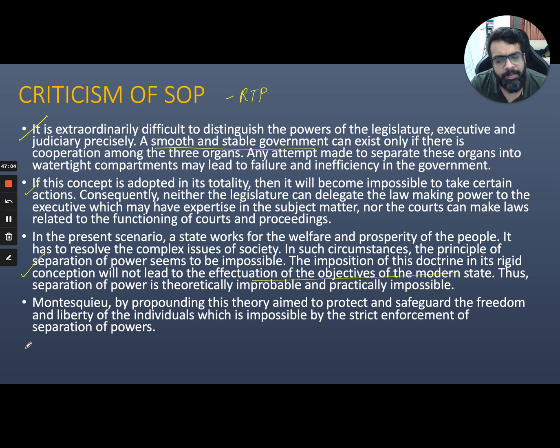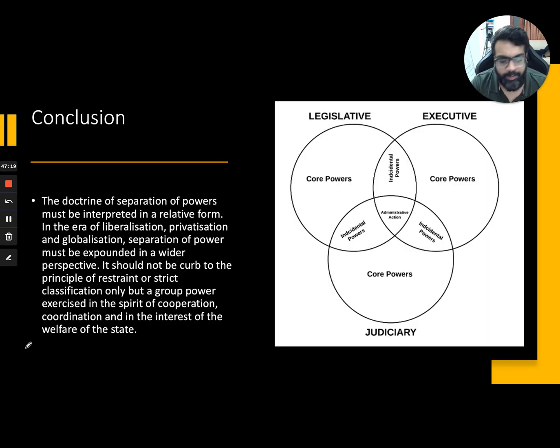So Montesquieu, while propounding this theory, essentially wanted to protect the freedom and liberty of the individuals, and this cannot happen through a strict enforcement of separation of powers. So what is the Indian structure, and what should our final words on separation of powers be? So the Indian structure is something like this.